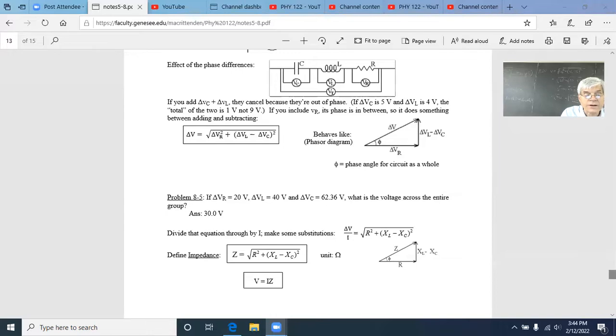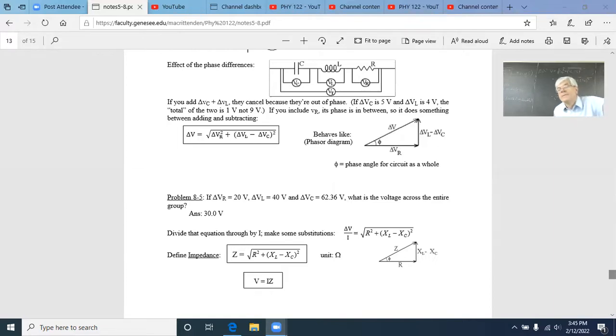Okay, so that takes care of number 5. Now we want an Ohm's law-like relationship for the circuit as a whole. And that involves a quantity called impedance, which once again is a thing with a square root in it. So there's another little right triangle type diagram that's suggested by the formula.